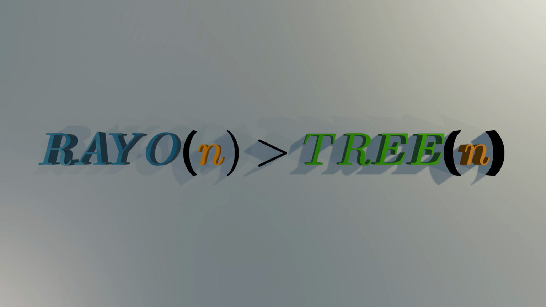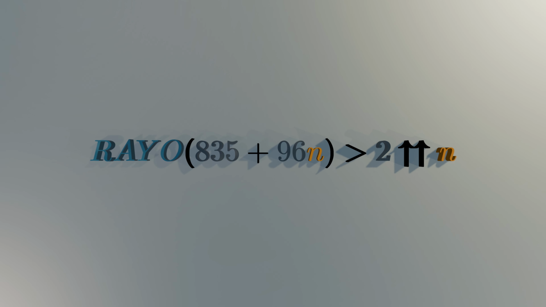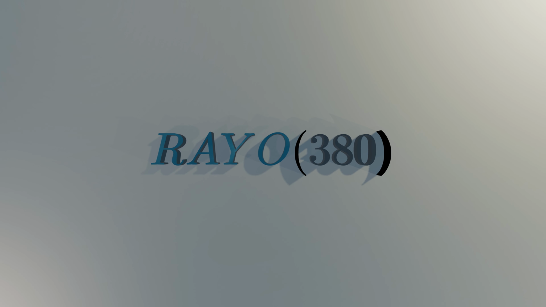In 2020, it was proven that using a certain number of symbols, you can construct exponentiation towers. Later, this bound was improved, ultimately leading to this inequality. For example, Rayo of 320 exceeds a tower of 16, while Rayo of 380 surpasses this number, which has 20,000 digits. Yet, this still doesn't come close to G64.